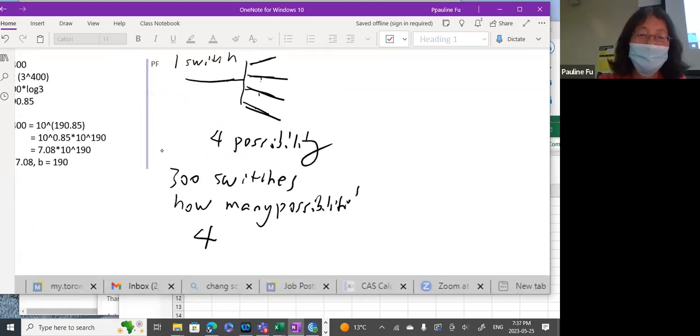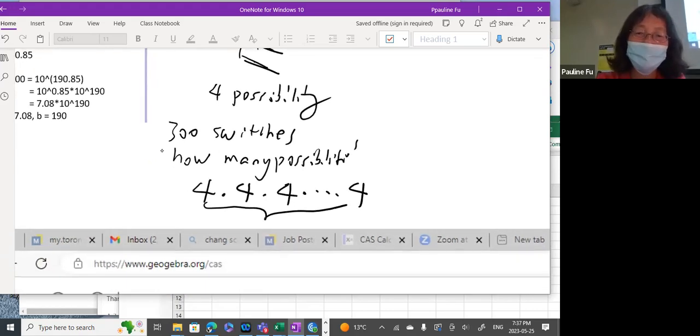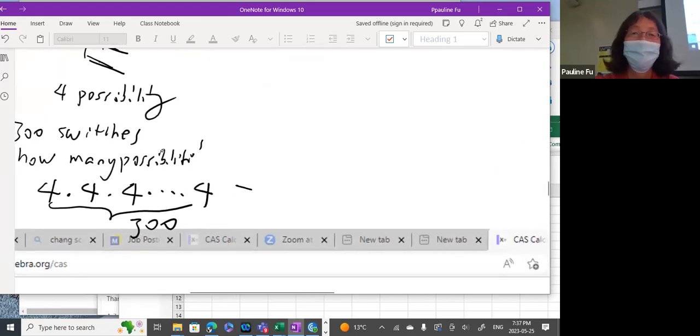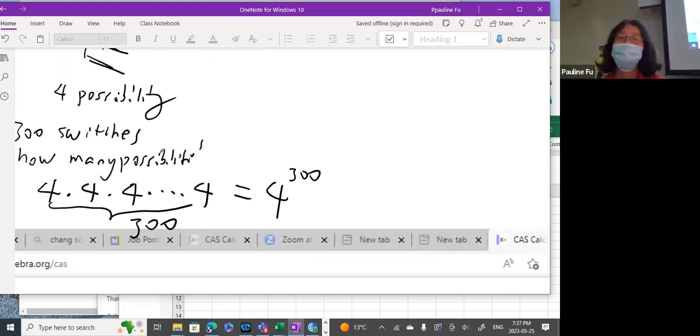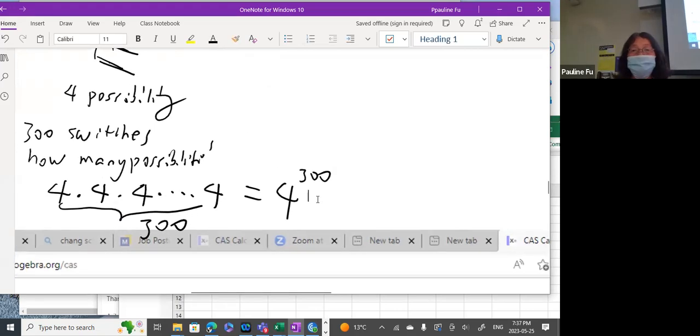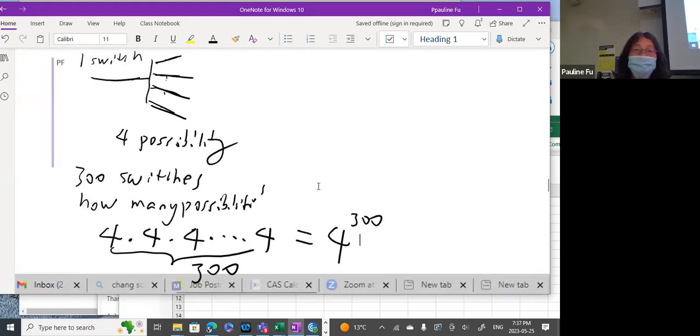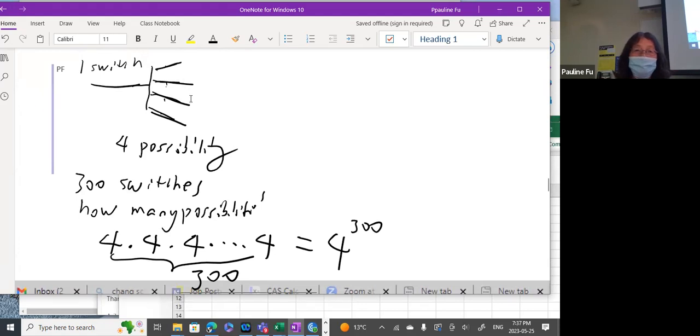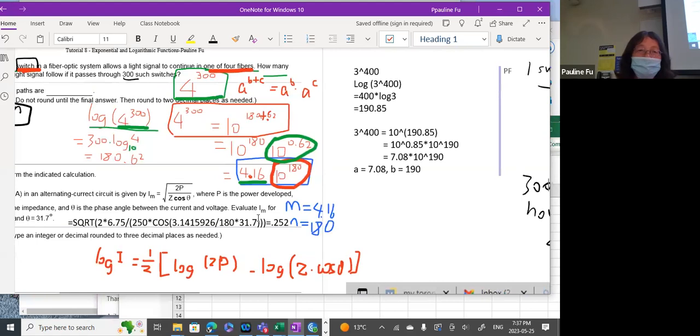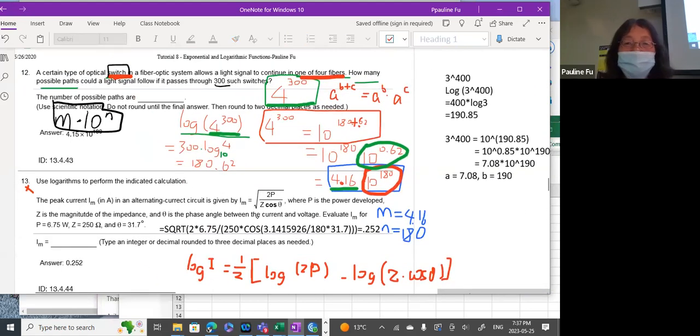When you have 300, how many? So for one, you have four. When you have two switches, you have another four possibilities. When you have three switches, another four, and so on. When you have 300, so how many fours? This is 300. Yeah, 4 raised to power 300. One switch, you have four possibilities. Now you have 300. So how many possibilities? 4 raised to power 300.